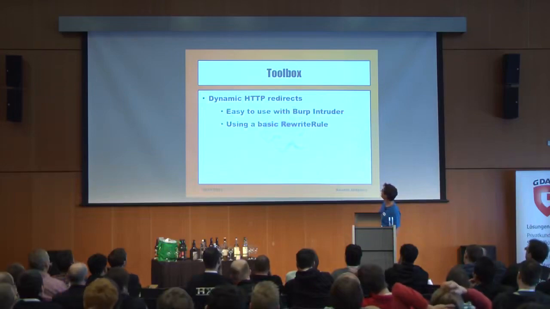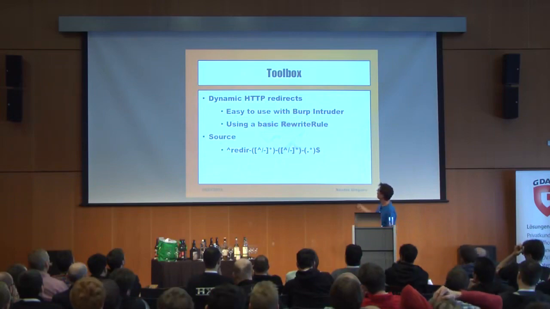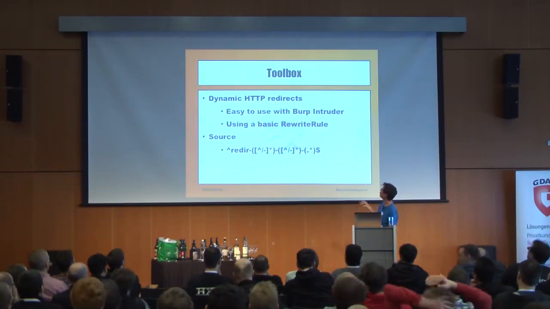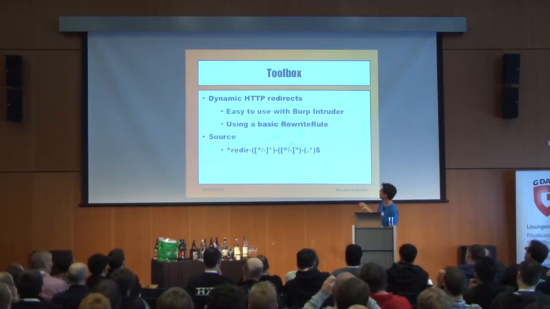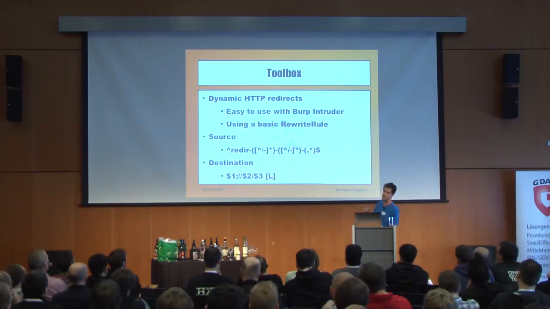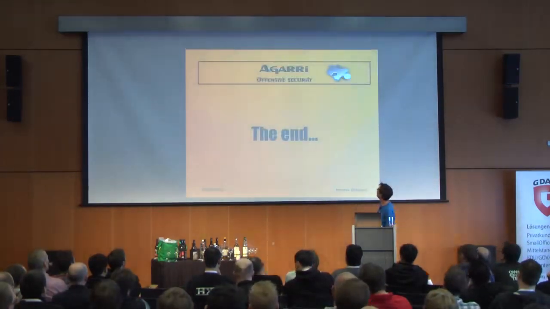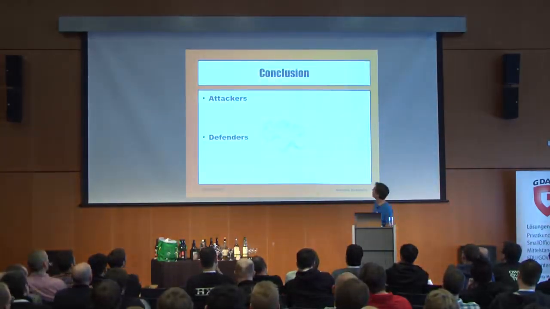HTTP redirect, very easy to use with Burp Intruder. So you just need a htaccess file. So this is your source, URL handler, IP, port, and path, and this is your destination. So in one line of htaccess, you can have your dynamic HTTP redirect endpoint. And that's all.